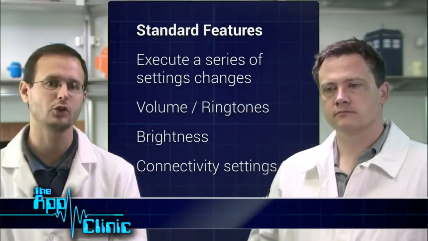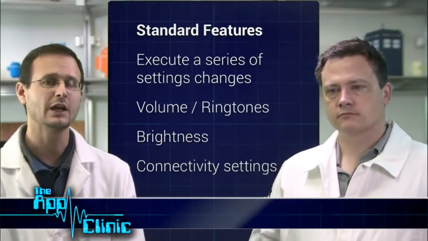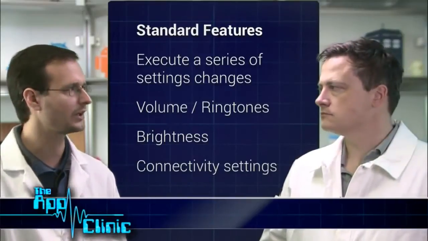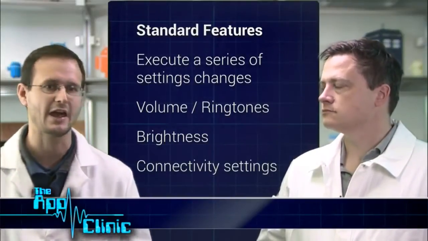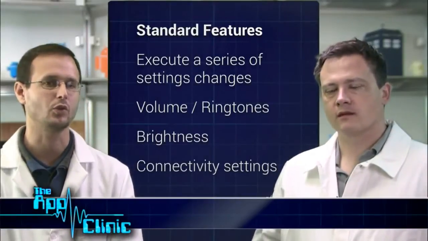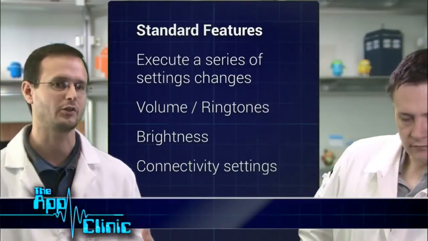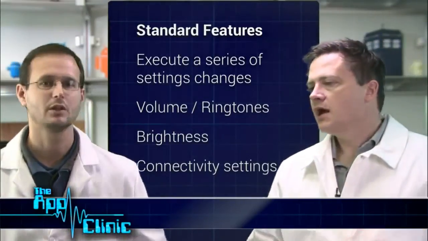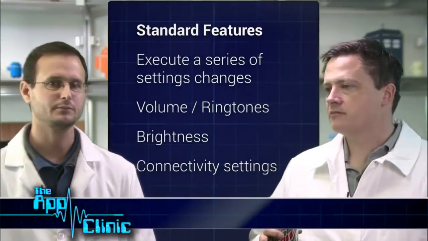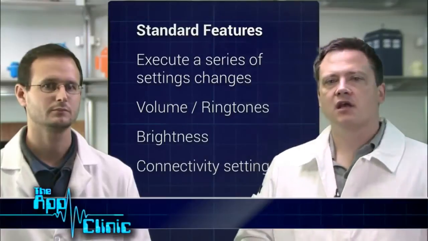So they can all change the volume and ringtones, they can all change brightness, they can all modify your connectivity settings as well. Some of the apps, I think Tasker in particular, go significantly further than that, but these are the core things that anyone downloading one of these apps is going to want to be able to do. Mute the volume, change your ringtone, alter the screen brightness based on time of day or location. And in addition to that, although it doesn't really fit into the profile idea, I would add sending alerts and notifications, SMSs, things like that.